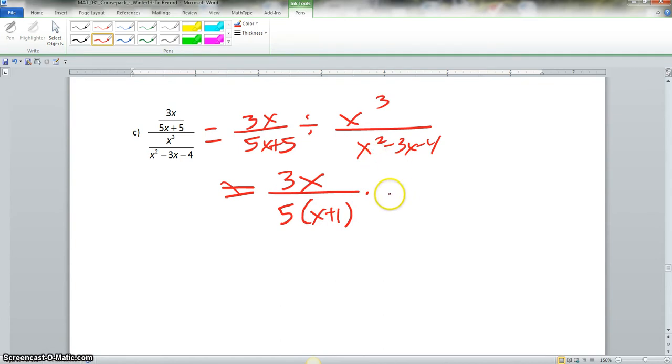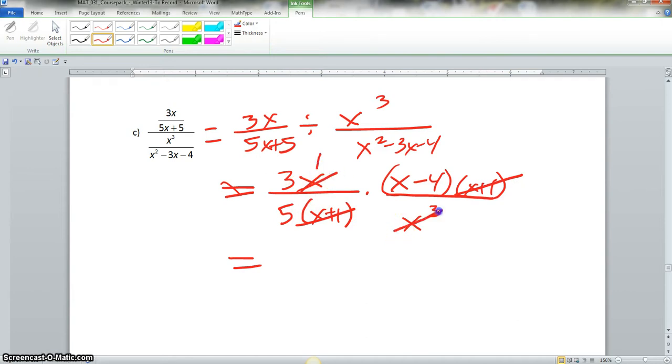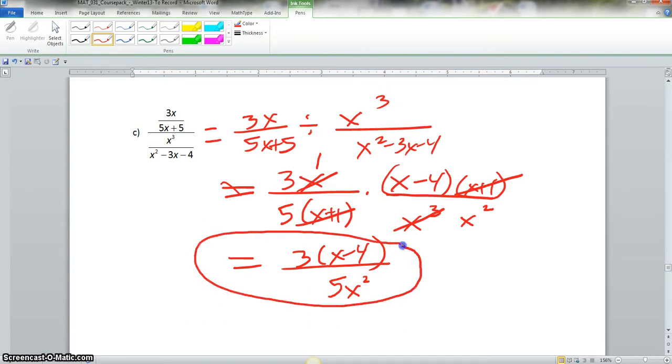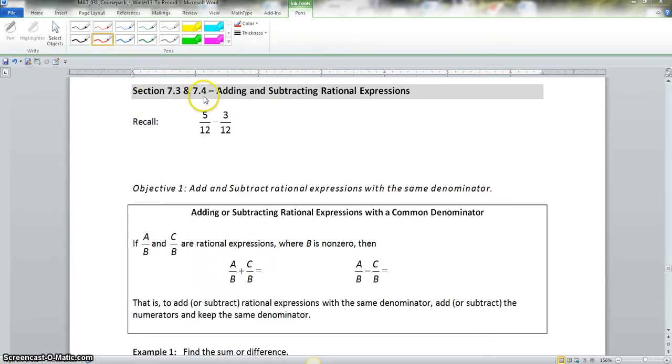Division will become multiplication, and we take the reciprocal of the second fraction, and this factors out to be x minus 4 and x plus 1. And then our denominator will be x cubed. Now, we can simplify out these x plus 1's, and we can say x goes into x once, x goes into x cubed, x squared times. So now we would be left with 3 times x minus 4 all over 5x squared. And that is it.